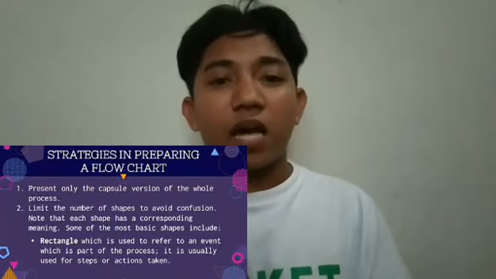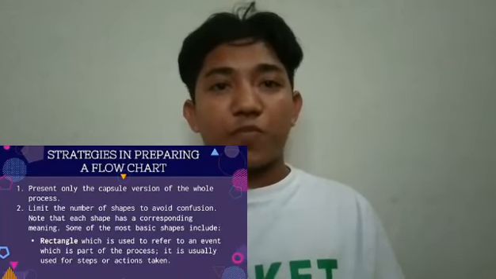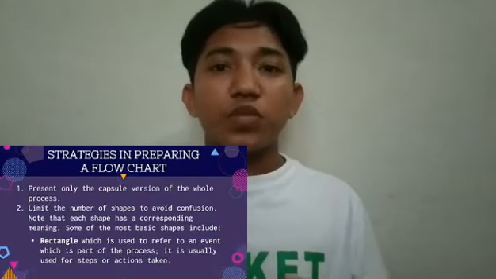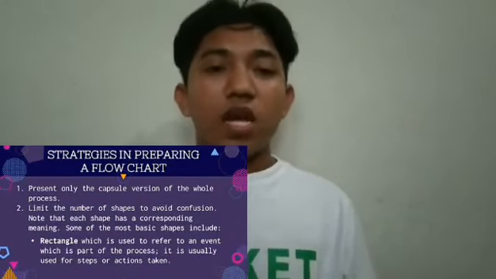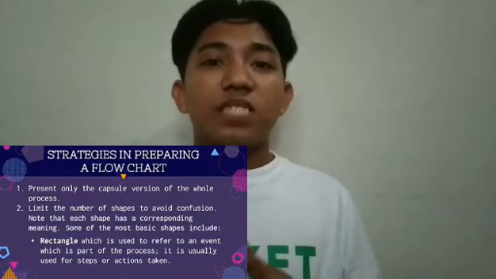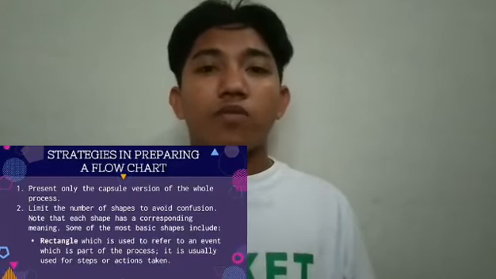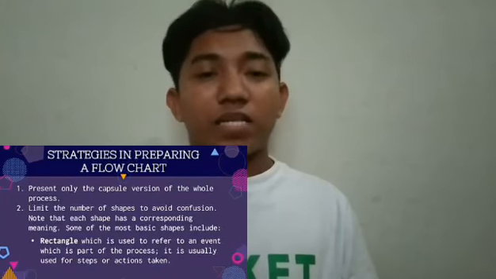So what is a rectangle? The rectangle is used to refer to an event which is part of the process. It is usually used for steps or actions taken. One step in the process, the step is written inside the box. Usually only one arrow goes out of the box.